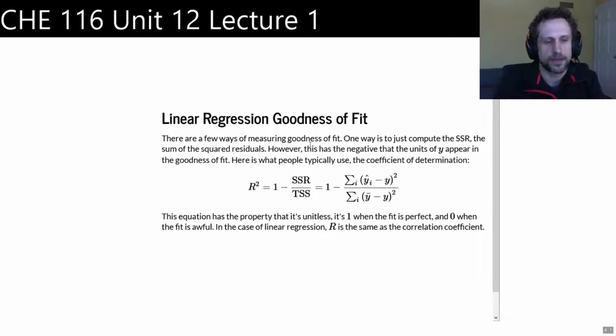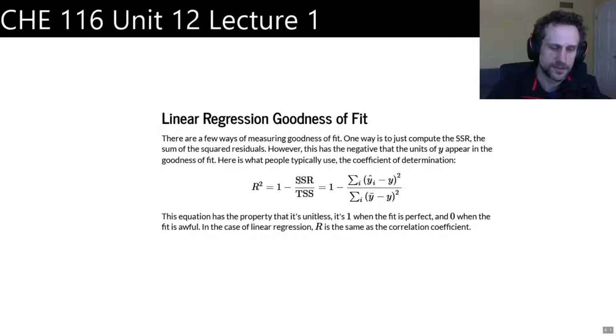So another way that people use to assess regression is something called goodness of fit. Okay. And goodness of fit is basically the ratio of the sum of squared residuals divided by the total sum of squares, which is like the standard deviation of y without the 1 over n. Now then we do 1 minus that because we want the goodness of fit to be close to 1 when it's a good fit and close to 0 when it's a bad fit.